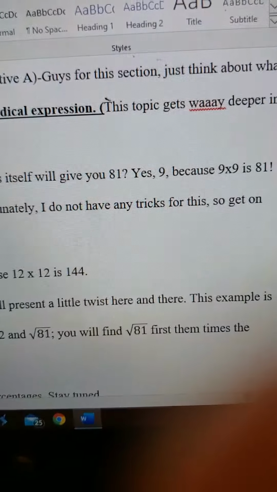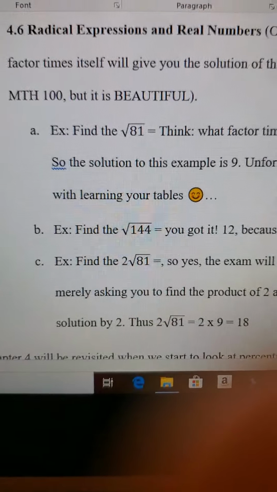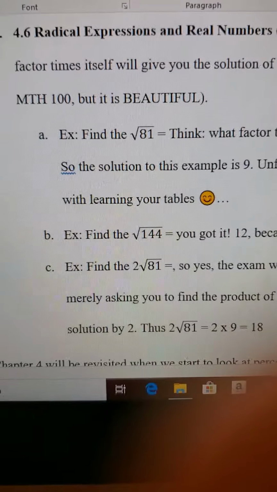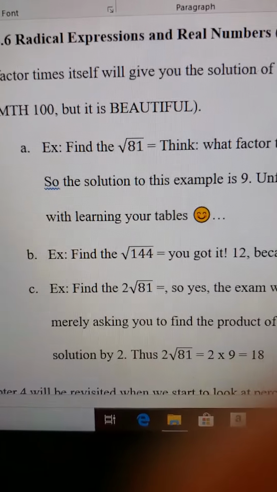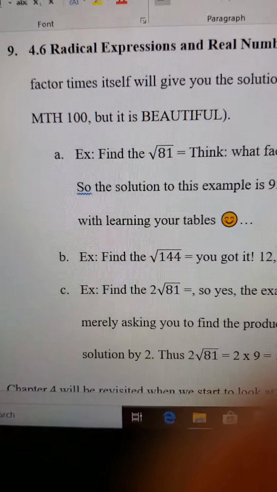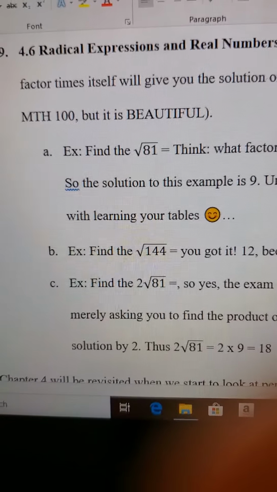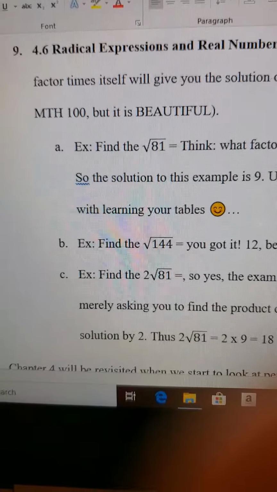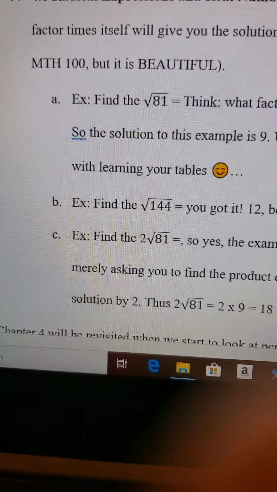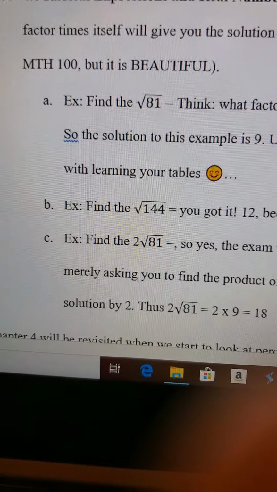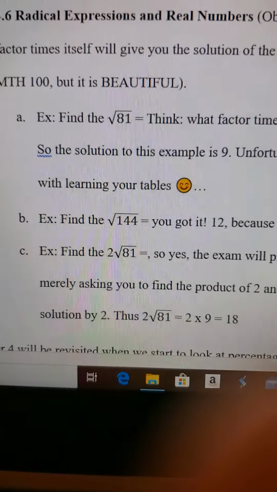This topic gets way deeper when you get into Math 100 or Introduction to College Math or College Math. But it's beautiful. So here they just give you a little sneak peek. In the movie theaters, when they do those little movie trailers, sometimes they show the whole darn movie, and then some movies is just like flash, flash, coming soon to theater. You're like, what? What's that about? Well, this is what this is like.